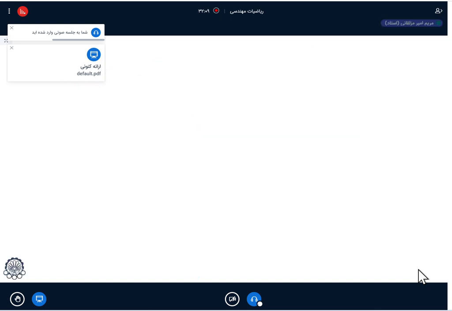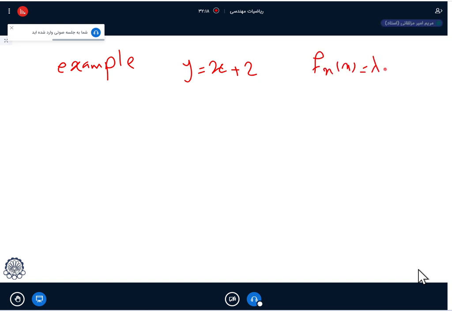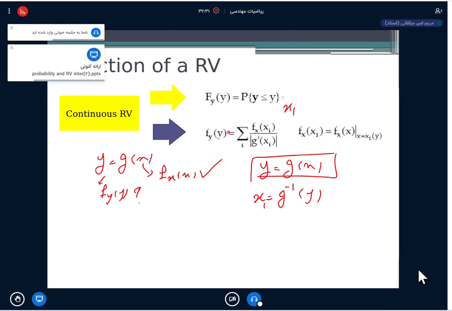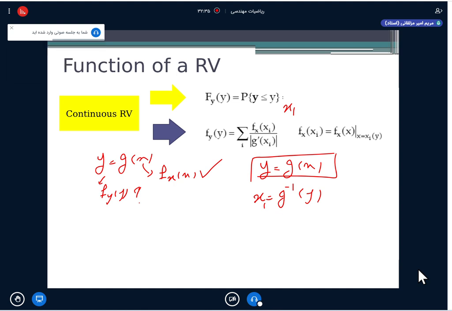Previous example, y is equal to x plus 2. We know the PDF of x, just similar to the previous examples. We know the PDF of x and we want to compute the PDF of y. This formula, pay attention, this formula is like this.